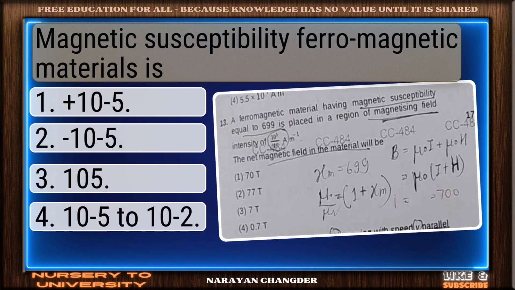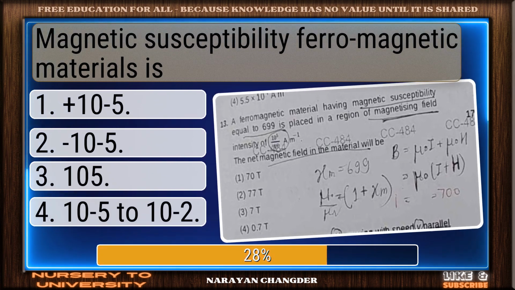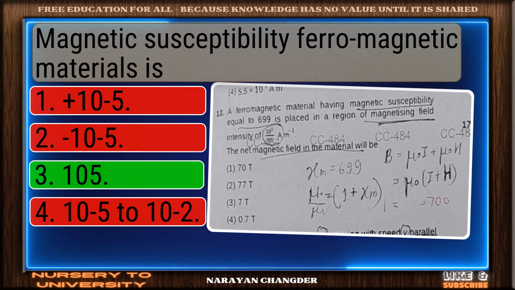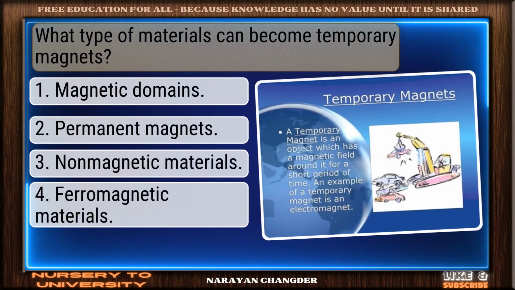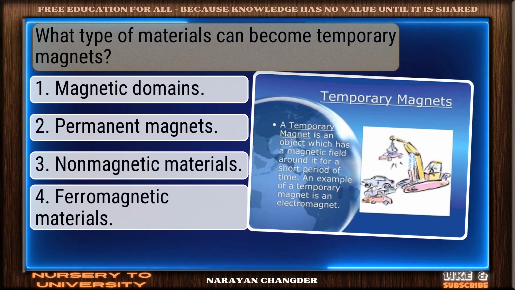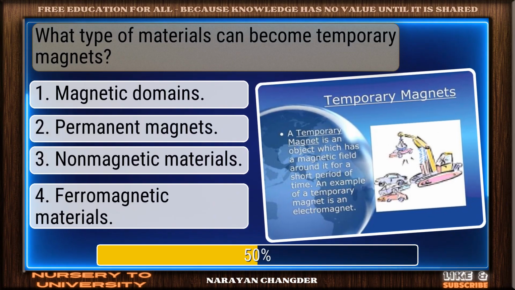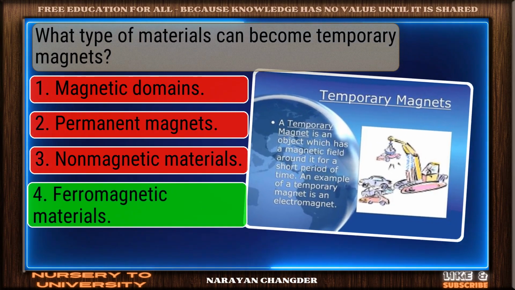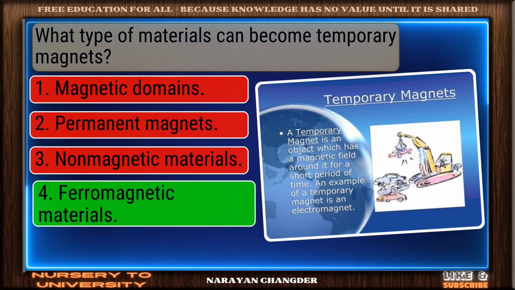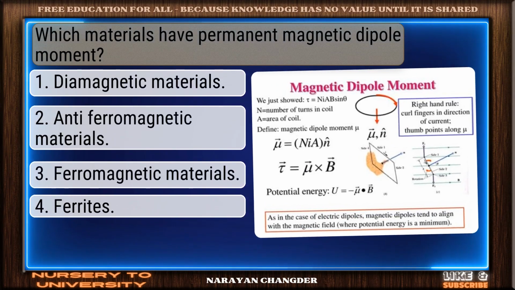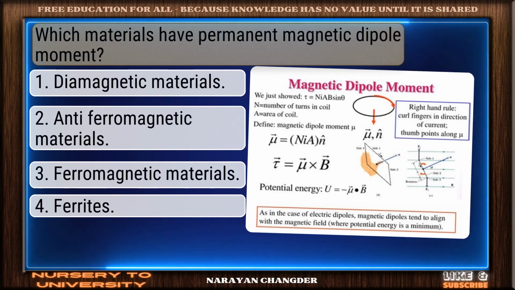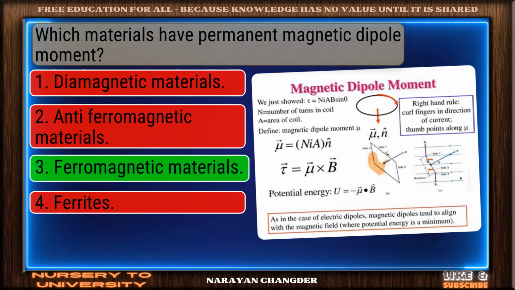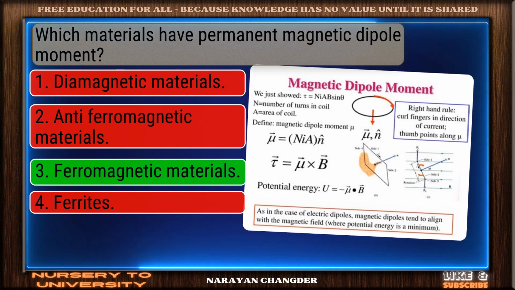Magnetic susceptibility of ferromagnetic materials is? Good thinking. 10^5 is the right answer. What type of materials can become temporary magnets? Great thinking. Ferromagnetic materials is the right choice. Which materials have permanent magnetic dipole moment? Right again. Ferromagnetic materials is a valid answer.